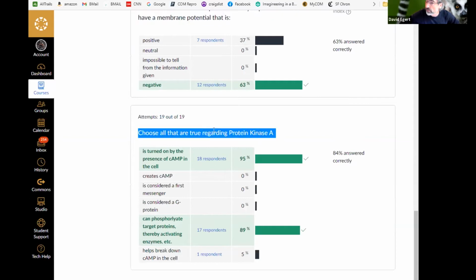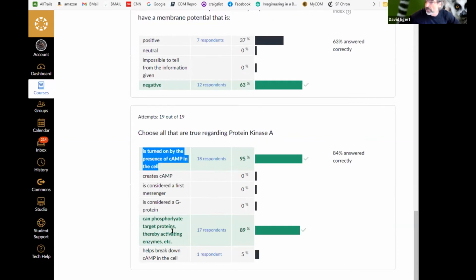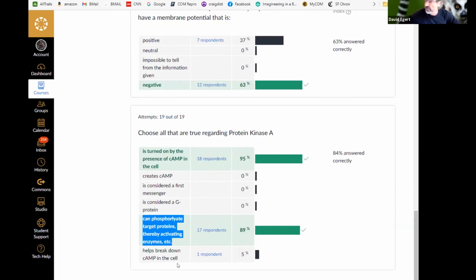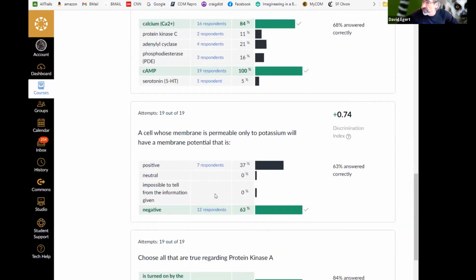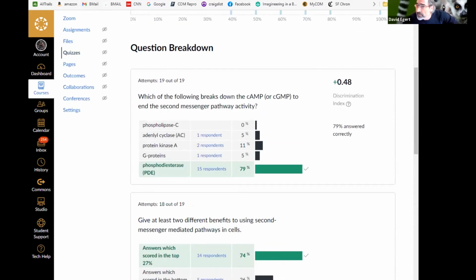What is true about protein kinase A? Turned on by cyclic AMP, yep. Can phosphorylate things, yep. Doesn't really do that. All right, so let's stop sharing here.